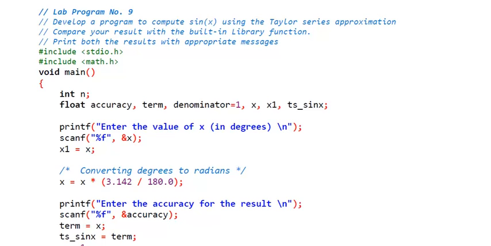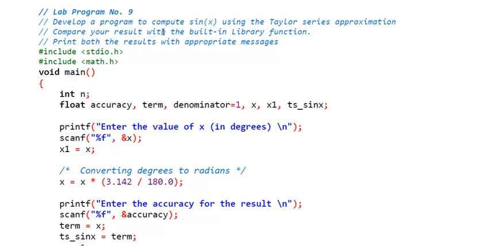In this session of the lab programming, we will look into lab program number 9. First, we will understand the problem statement, what needs to be done. So, in this program, I will read the problem statement.